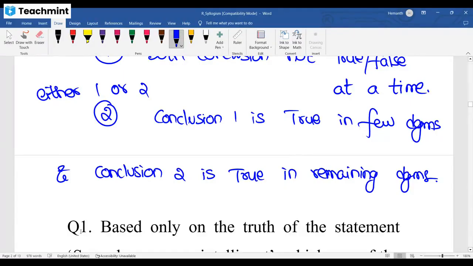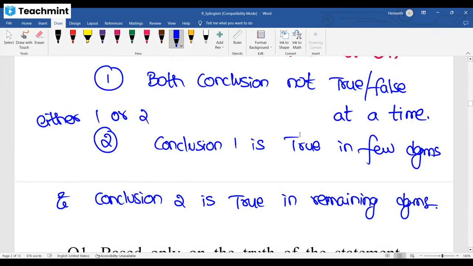Say I said first one true in a few, second one true in remaining diagrams, not in the first one's true cases. First one true in a few diagrams, at that case, second one false. When second one is true in remaining diagrams, at that time, first one false. But one among them is true in all diagrams. So then we have to go for either one or two. Right now, you may have a doubt rising in your mind, where is this either-or. You may understand better with the examples while discussing, but these are the different cases.